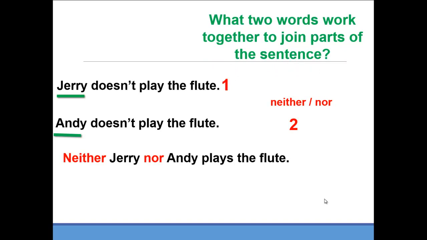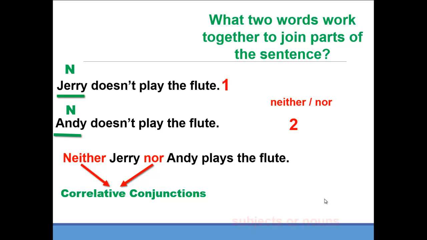What two words work together to join parts of the sentence? The words neither and nor, so they are correlative conjunctions. What kind of words do these two conjunctions join? The word Jerry is a noun, and the word Andy is also a noun. So in this case, the conjunctions join the subjects or the nouns of the sentence.